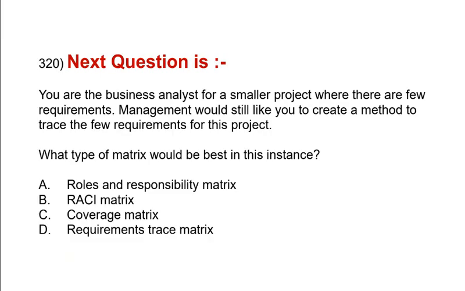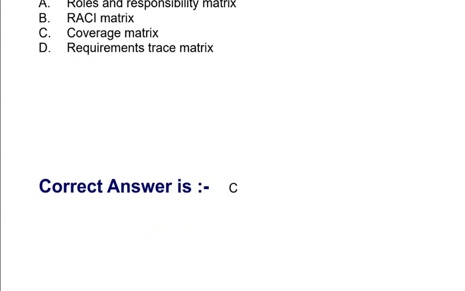Question is you are the business analyst for a smaller project where there are a few requirements. Management would still like you to create a method to trace the new requirements for this project. What type of matrix would be best in this instance? Option A, roles and responsibility matrix. Option B, RACI matrix. Option C, coverage matrix. Option D, requirements trace matrix. Correct answer is option C.